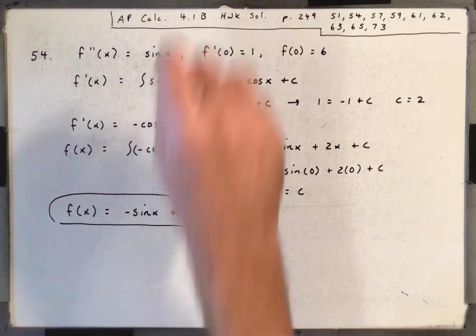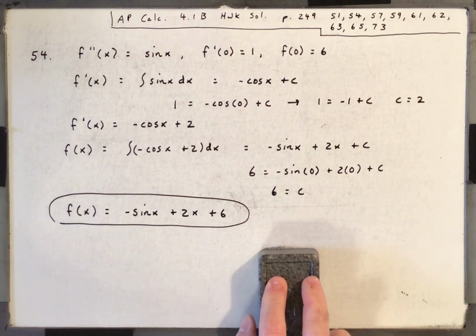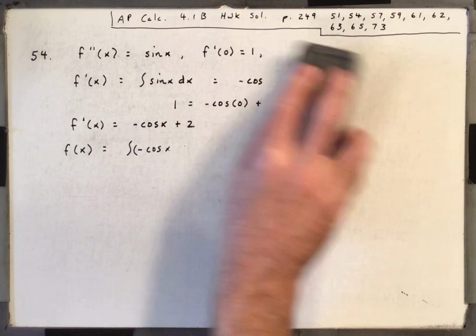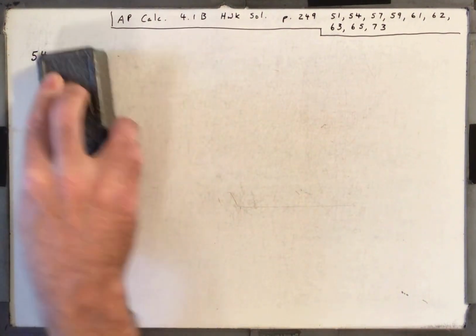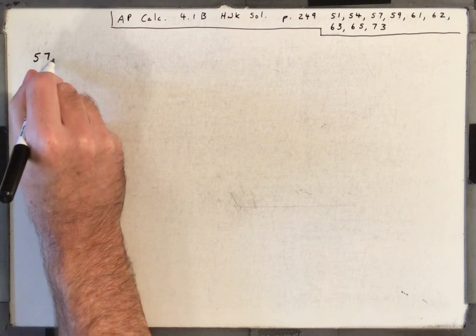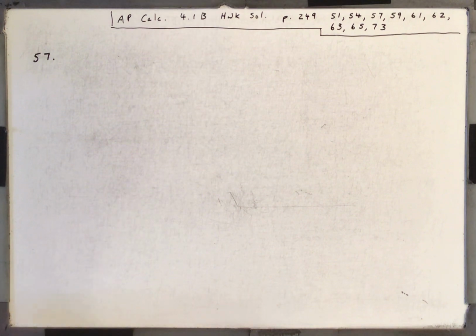All right, that does it for 54, solving differential equations. You may end up having to take 1 or even 2 classes in college that just focus on differential equations. So there's your initial taste of it. Okay, number 57. Now we're going to work those physics problems, the acceleration, velocity, and position problems.